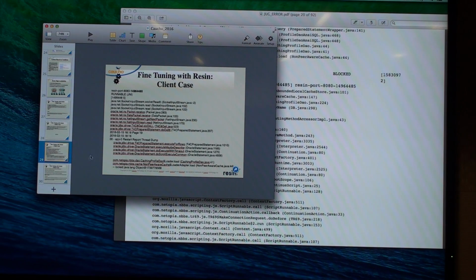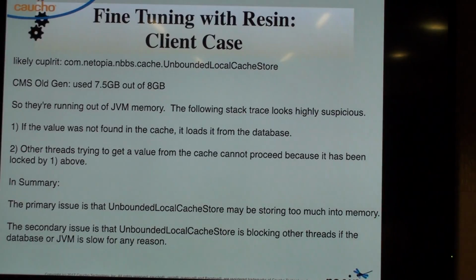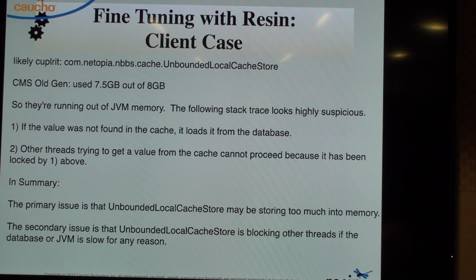That was just one of the likely culprits. So what support handed back was, well, the likely culprit is that COM Natopia MBBS's cache, unbounded local cache store. So they were running out of JVM memory, and when you see there it says the following stack trace looks highly suspicious. That was the previous stack trace we were talking about. So one, the value was not found in the cache or loaded from the database, but two, the other threads trying to get a value from the cache cannot proceed because it has been blocked by number one.